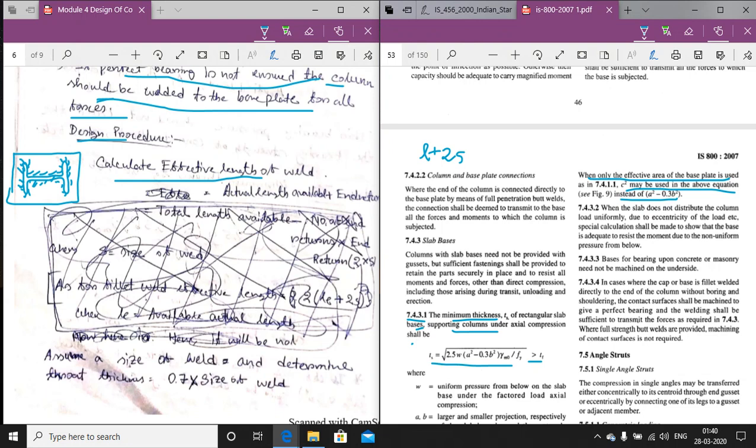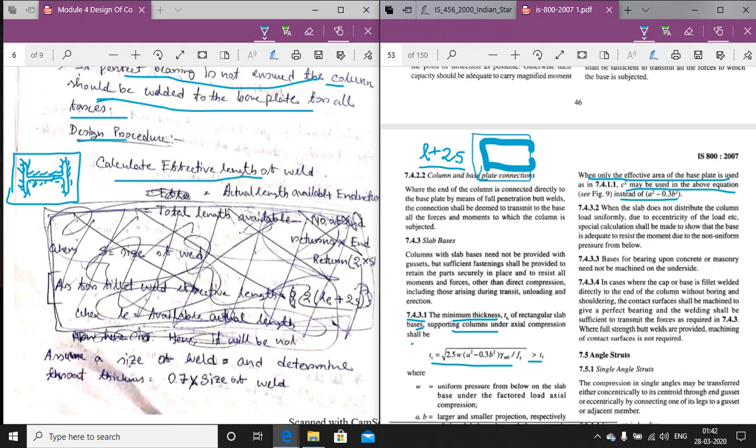Now you can recall what we have discussed in welded connections, that is, the effective length of a fillet weld. Okay, it is a fillet weld, not a butt weld. So for a fillet weld, the effective length is equal to L plus 2S. That means L is the actual length available, and 2S is the end return. What is end return?